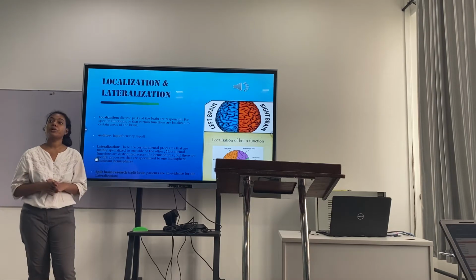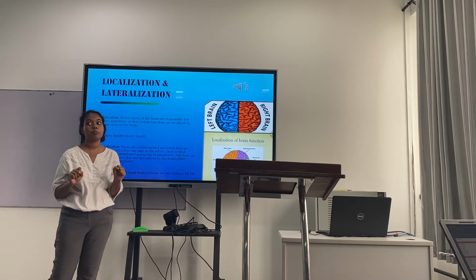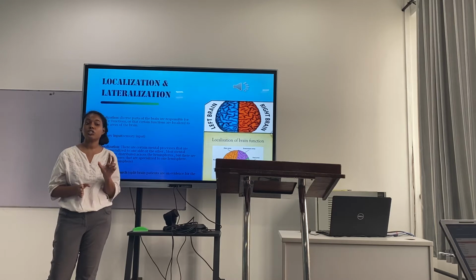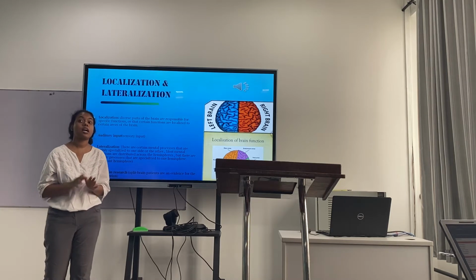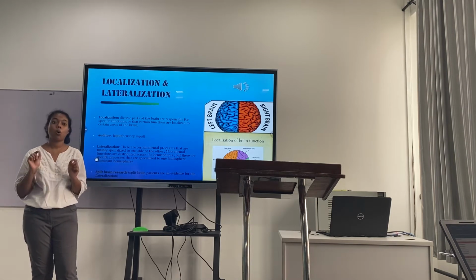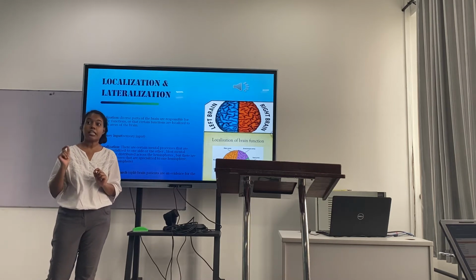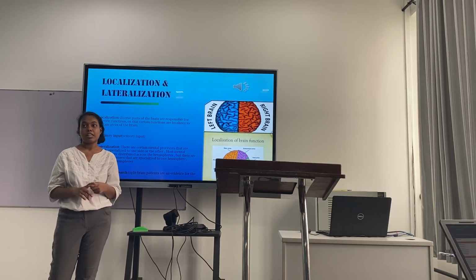Moving on to hemispheric lateralization. Our cerebrum can be divided into two parts, the left side of the brain and the right side of the brain. The two halves of the brain are functionally different, and each hemisphere has a functional specialization. The two hemispheres are connected through nerve fibers called the corpus callosum, which allows interhemispheric communication, allowing the left and right brain to talk to one another.